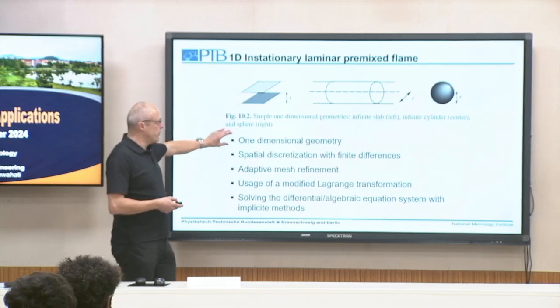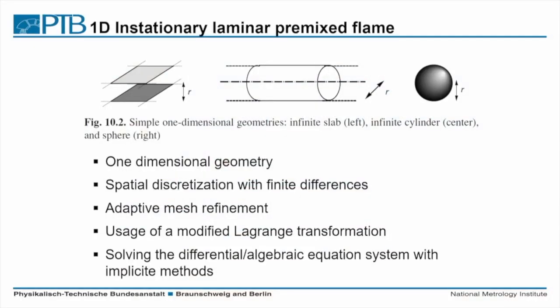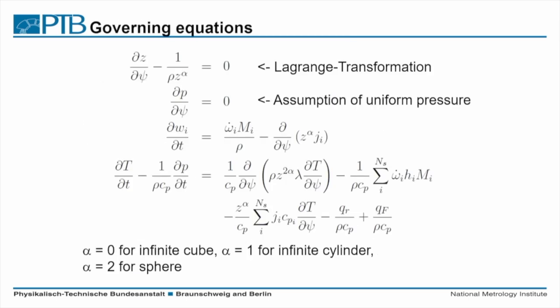So in one-dimensional geometry, we have to use spatial discretization with finite differences. We have an adaptive mesh refinement. We use a modified Lagrange transformation, which I explain later, and then we can solve the equation system.